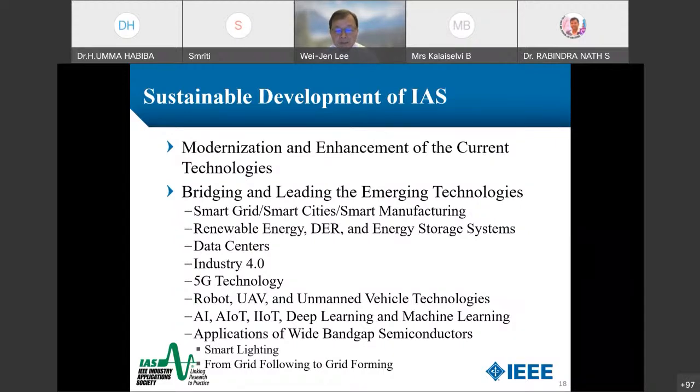And then the robot, UAV, unmanned vehicle technologies, AI, the AIoT, the IIoT, the industrial IoT system, deep learning, machine learning, that always try to improve the efficiency of the operation. And then the most recent one on the power electronics side is how we are going to use wide bandgap semiconductors in smart lighting. And from the industrial power system point of view, for example in the microgrid system, how are you going to use the power electronics from grid following to grid forming?